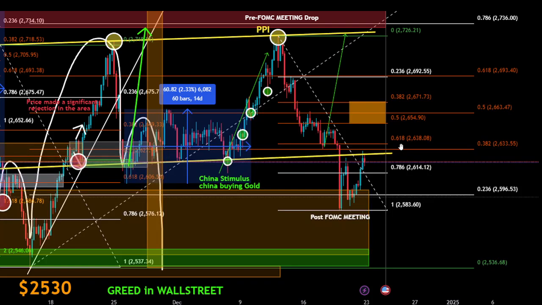So in short, intraday traders should see a range between 2620 and 2671. Trade within this zone. Price is more likely to retrace to this zone, 2671, 2654. And this is your intraday high and this is your intraday low. Intraday low is 2580, 2583, and intraday high is 2671.